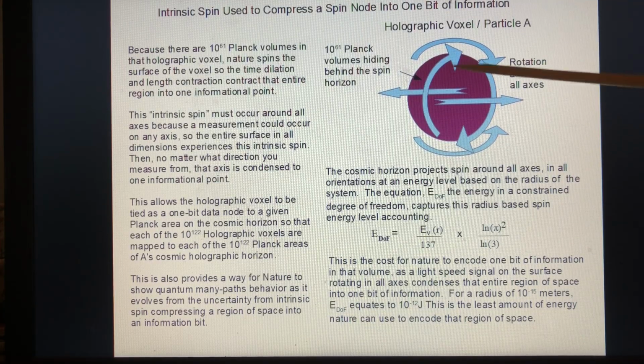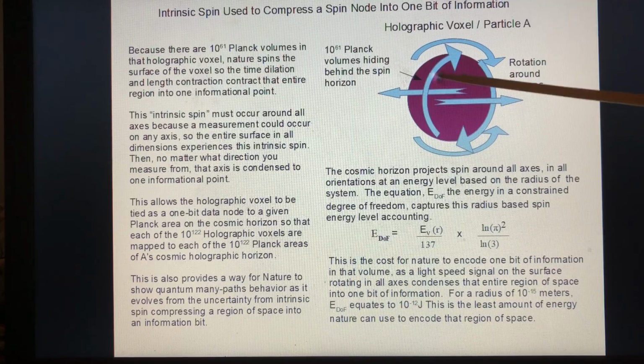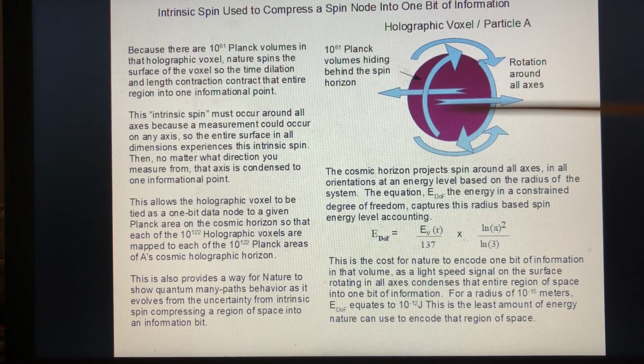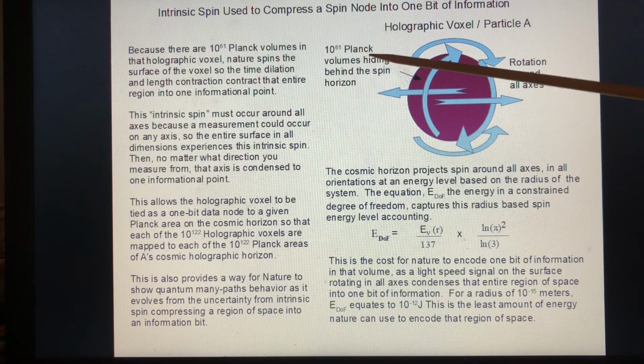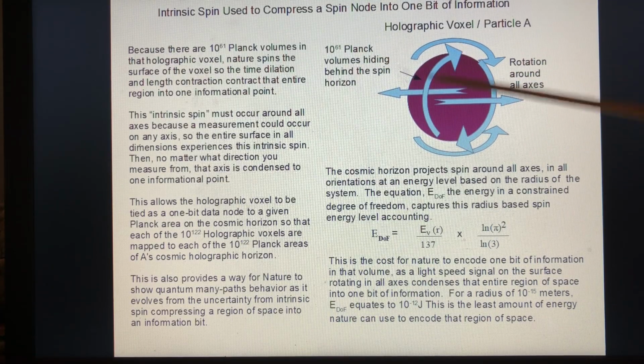So here we can see that we have 10 to the 61 Planck volumes hiding in this holographic voxel. So nature is going to introduce intrinsic spin around every axis. So the time dilation and length contraction contract all these informational points into one point. So the cosmic horizon projects spin around all axes in all orientations at an energy level based on the radius of the system.